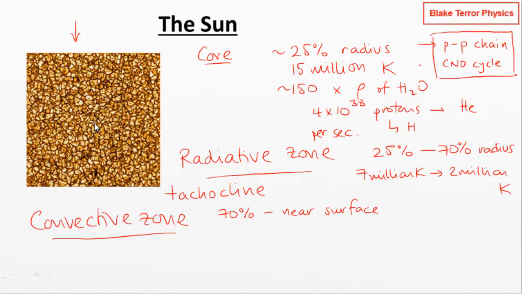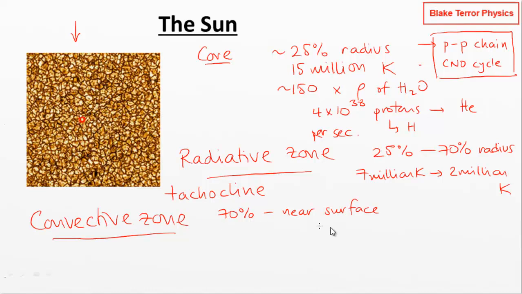Essentially, these are columns going into the sun. So each one of these little cells that you're seeing here is like the top of a column of convective energy transfer. So that's why we've got that effect there.